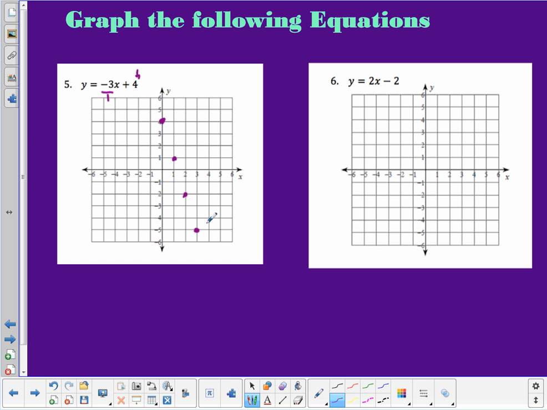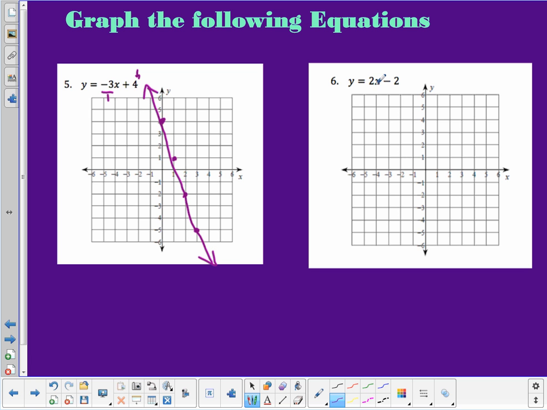I always like to make enough points so that I can get myself a nice straight line here. Connect your points with a line. Don't forget to put the arrows on. I always like to span the entire coordinate plane. That comes into play more so when we start graphing inequalities later in this unit, but spanning the entire coordinate plane is really important when you draw your line in.